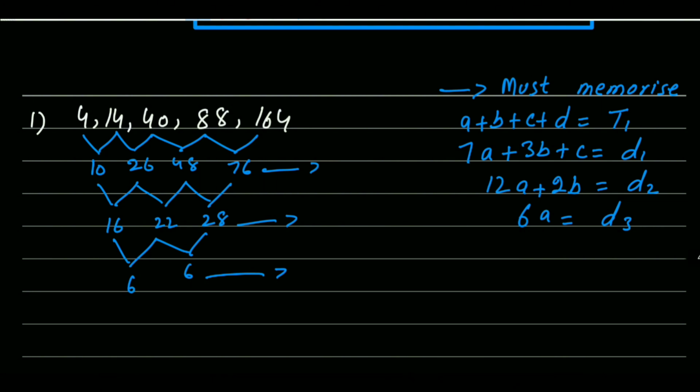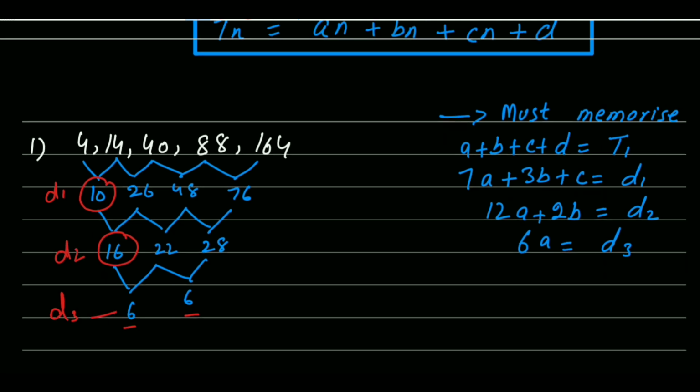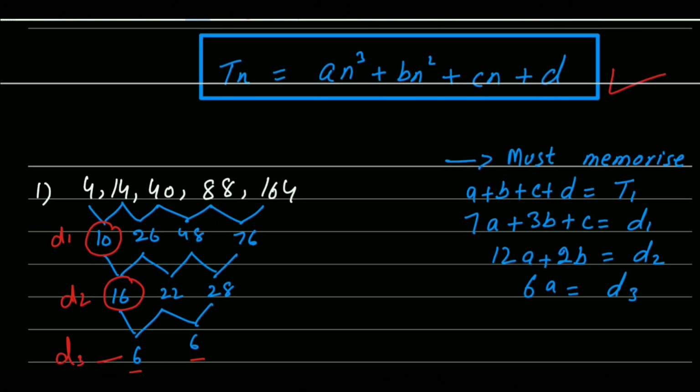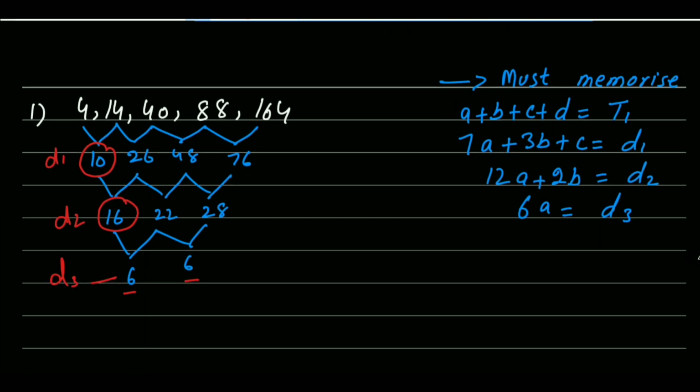Okay. So how to solve it? First value of the first difference is d1, and the first value of the second difference is your d2, and the third difference is same, that is d3. So first of all, we have to use the equations to find the values of a, b, c and d, and then we will put those values in the main formula. So we have to start from the last equation, that is 6a is equal to d3.